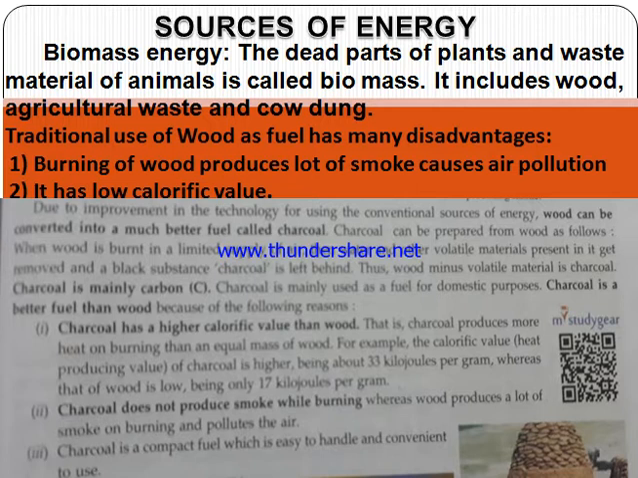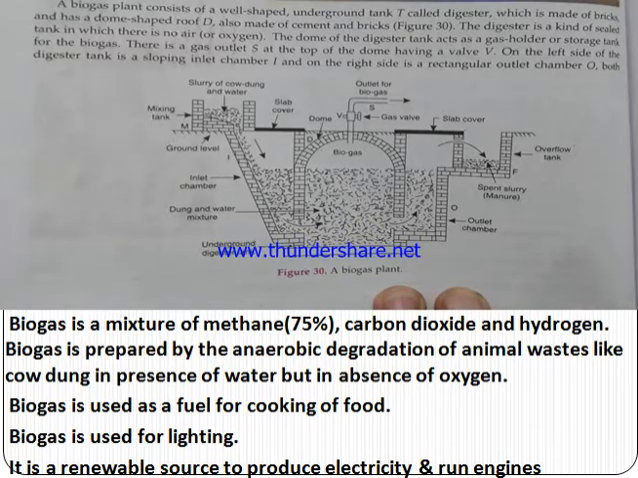Then the impurities are removed and a black substance, charcoal, is left behind, which we can also call कोयला in Hindi. Thus wood minus volatile impurities is known as charcoal, having mainly carbon. It is used for domestic purposes. Charcoal has higher calorific value than wood. Charcoal does not produce smoke, and charcoal is a compact fuel and easy to handle.